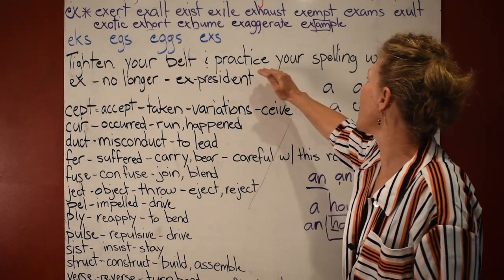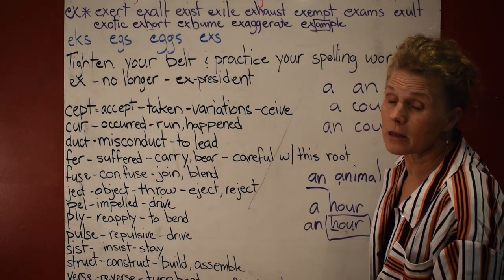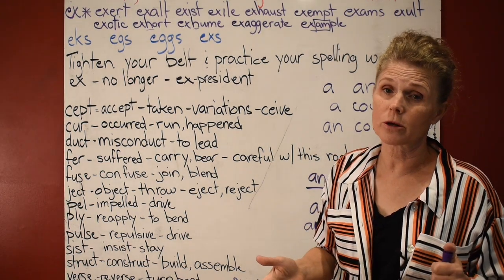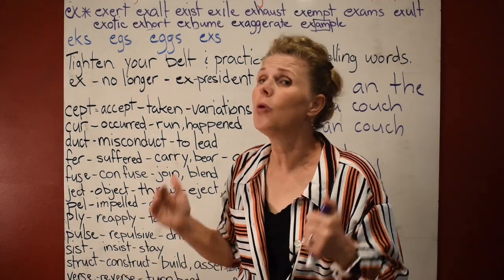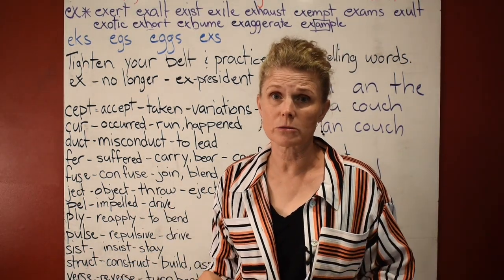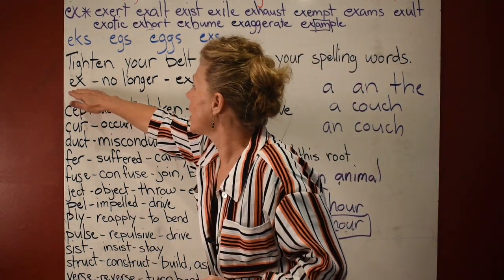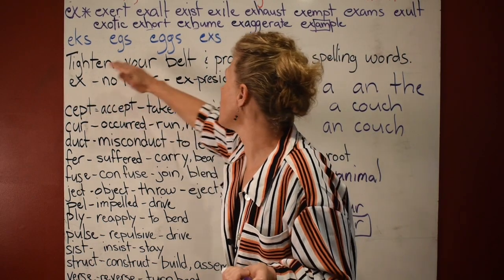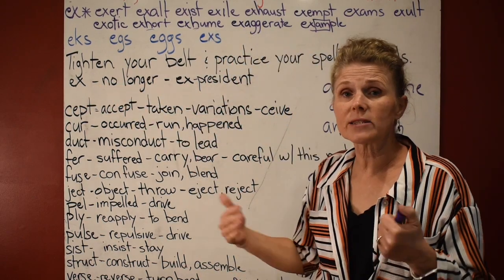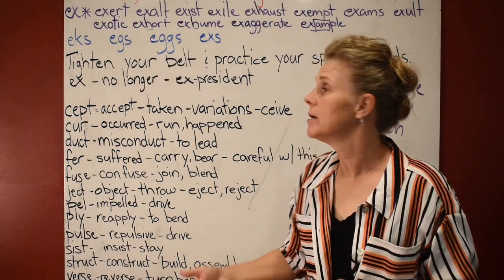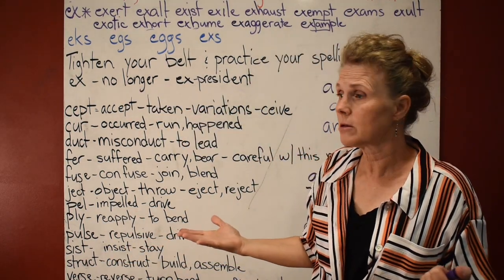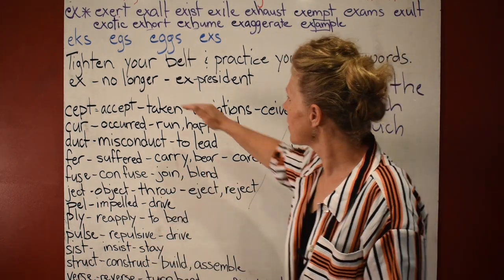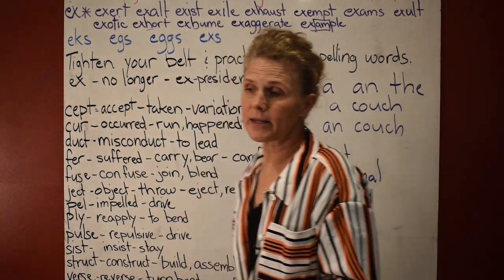Tighten your belt and practice your spelling words, you guys. It is so important that you practice your spelling words. You can't just have spelling rules. You have to practice your spelling words. Okay, also X can mean no longer, like ex-president or ex-wife or ex-girlfriend. It means that's no longer available to you. You're no longer that. Okay, so knowing that, that's what that is also.